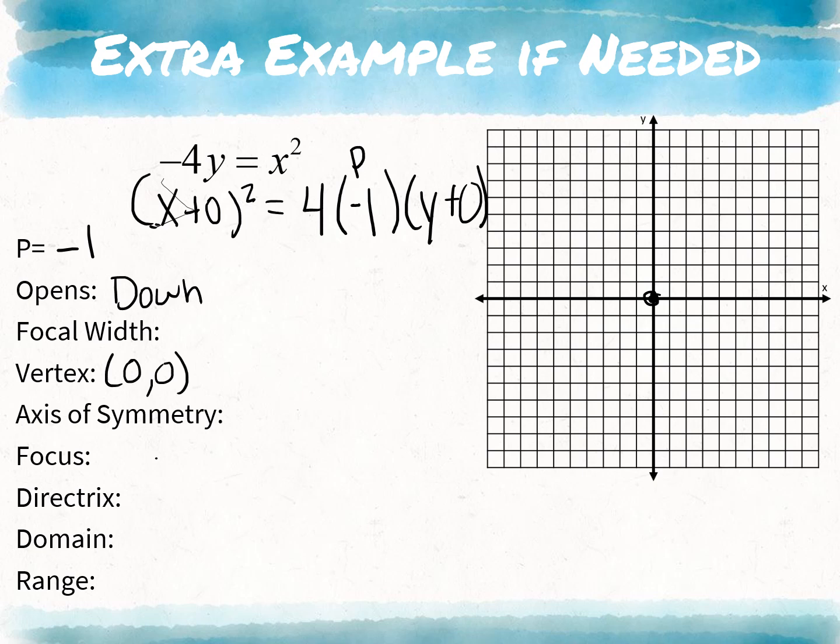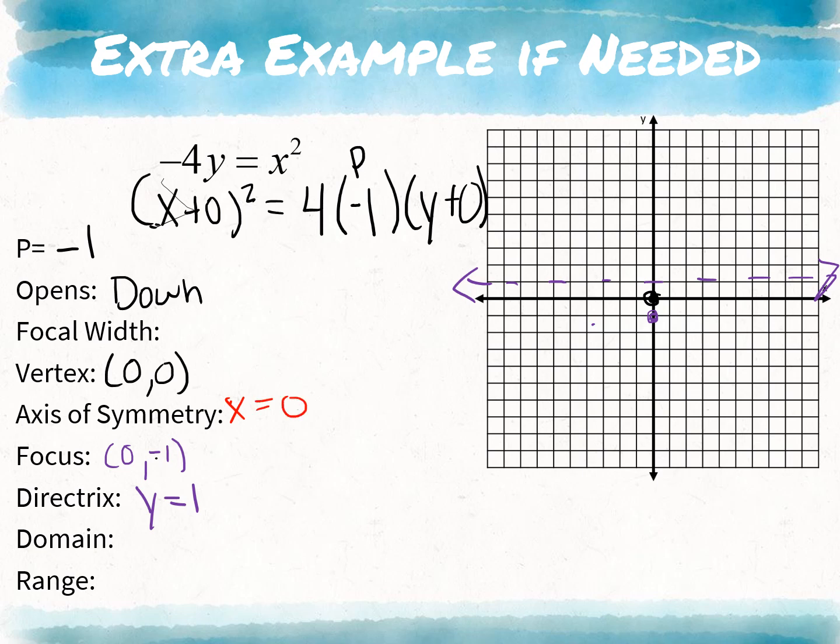Let me use some colors here. We said we're opening down. So that means I'm down 1 unit at (0, negative 1). Does that make sense? Therefore, my directrix would be equidistant on the other side. It's like an asymptote in that it's a dashed line and we never cross it. So my directrix, I like to draw it first, is y equals 1. It's a line. Axis of symmetry, if I was to cut my parabola in half, it would be x equals 0 because it would be the y-axis.